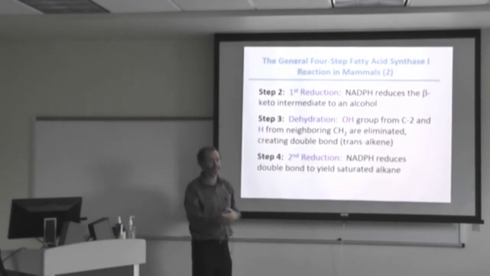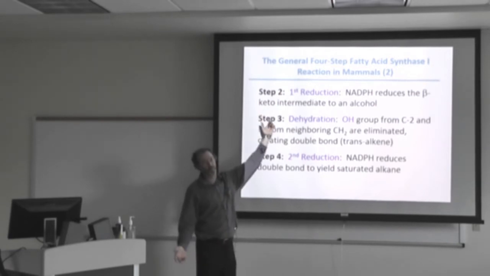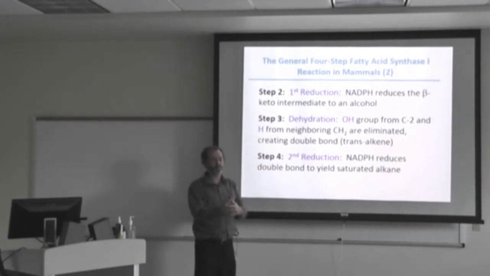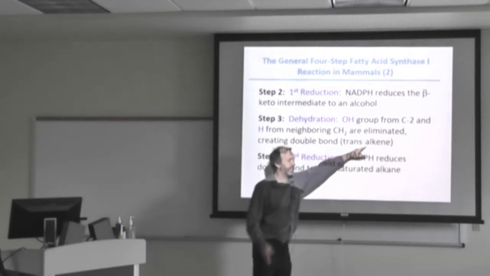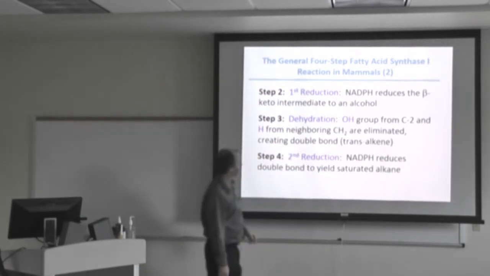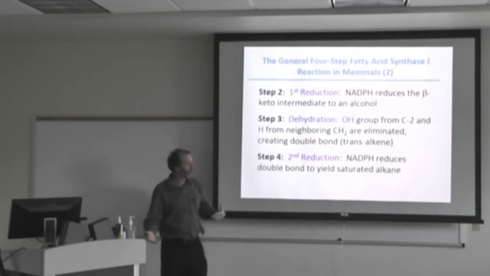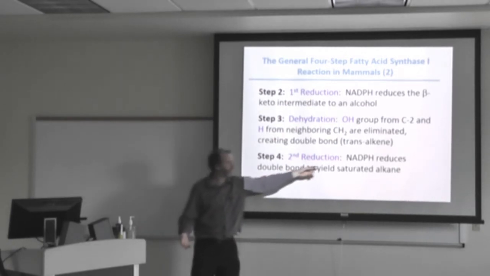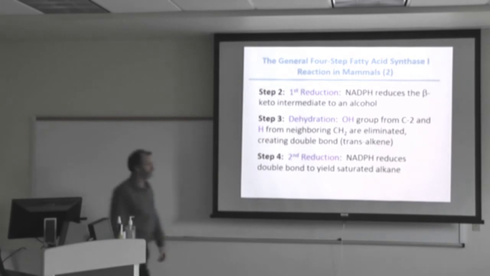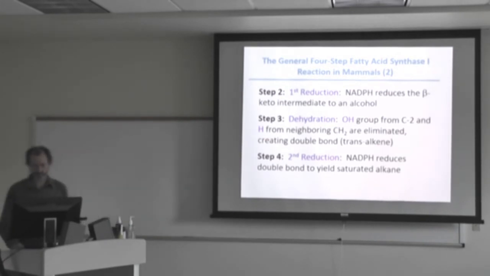Then we go on to step 3. Converted that beta-keto to an alcohol, a beta alcohol. We remove water, which forms a trans alkene, double bond there. And then we reduce that double bond, and we have the second reduction, which requires, again, NADPH. And that yields a saturated alkane.